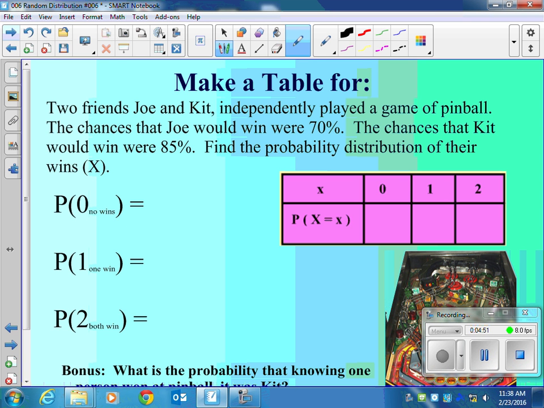But anyway, here's 2 pinball players, Joe and Kit. Joe is really good at pinball. He wins 70% of the time.